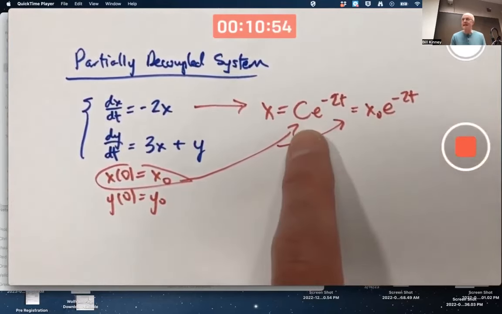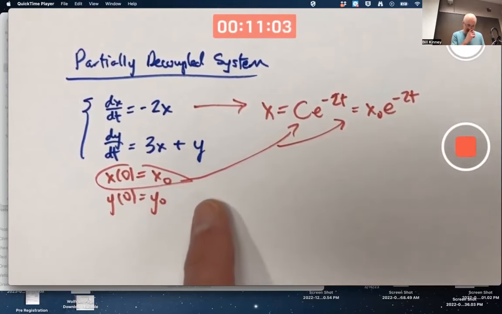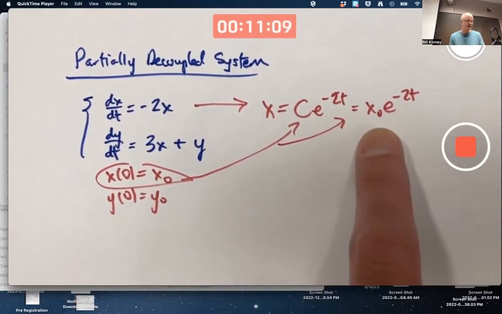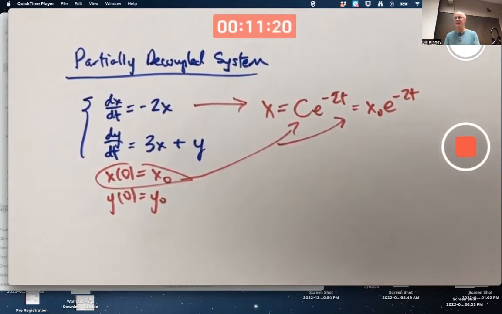When I write a c, I'm thinking of c as arbitrary, and this is being a general solution representing infinitely many functions for x. But here, x naught is arbitrary, but I'm thinking of it as something fixed. So I'm thinking of this as being one particular function, though we will ultimately change our perspective and think of x naught as a variable too. Whether something's a constant or a variable is all in how you're thinking about it. And the thinking about it makes a difference.